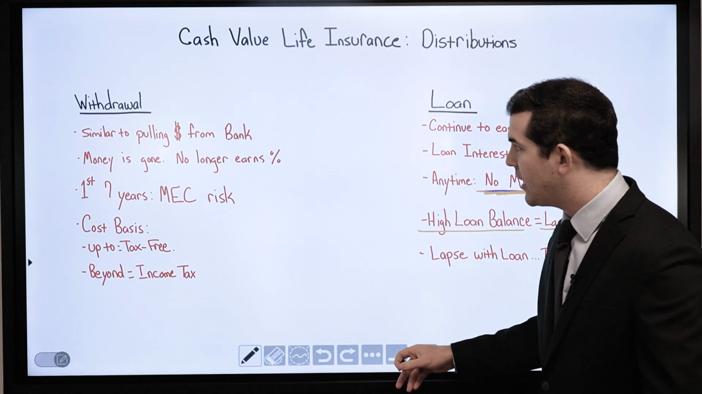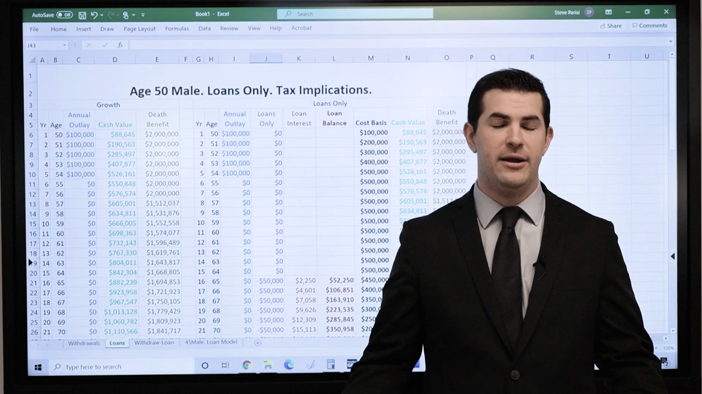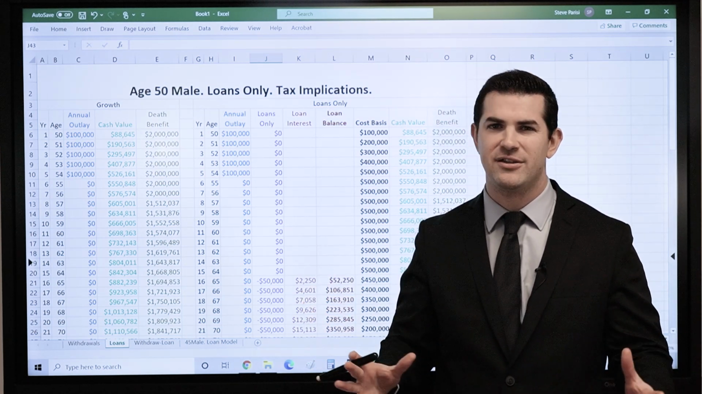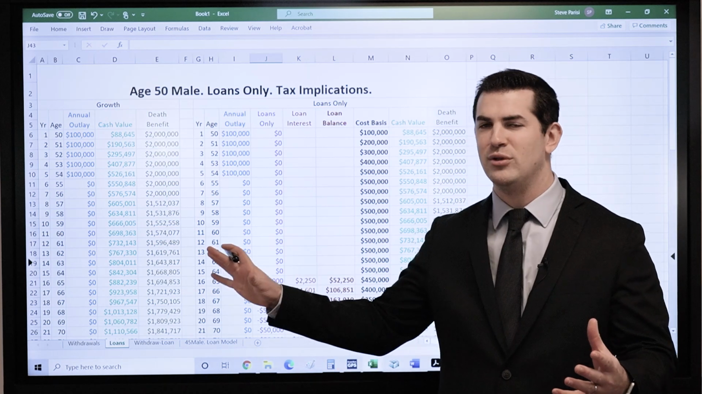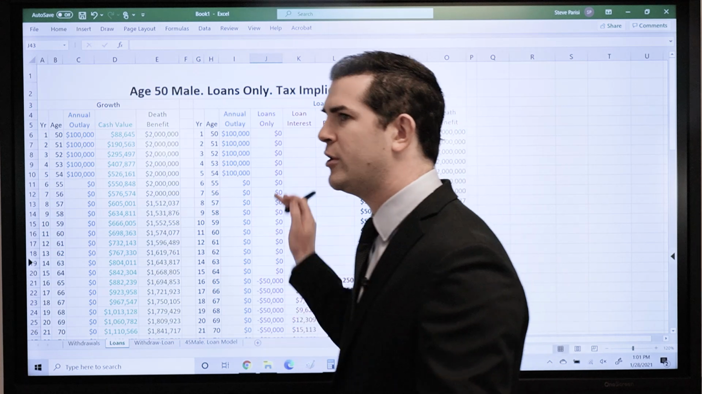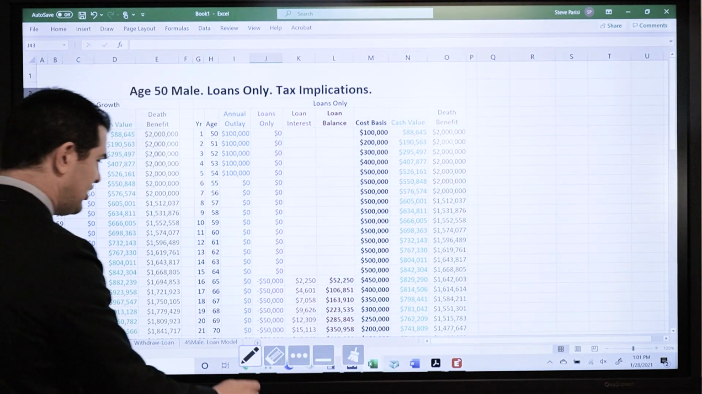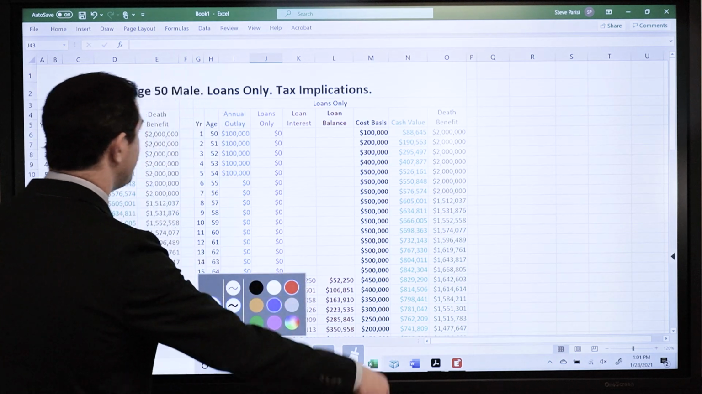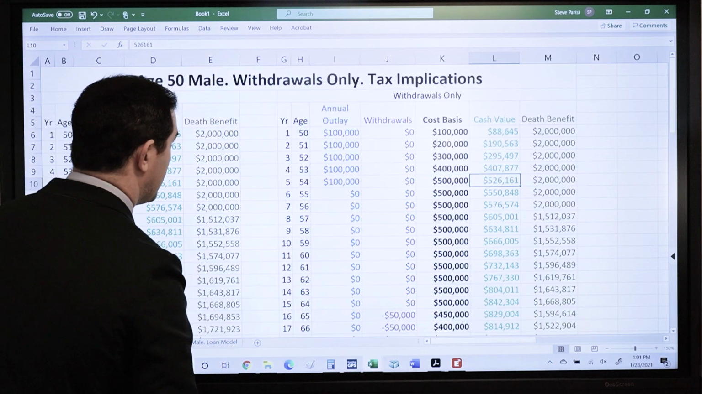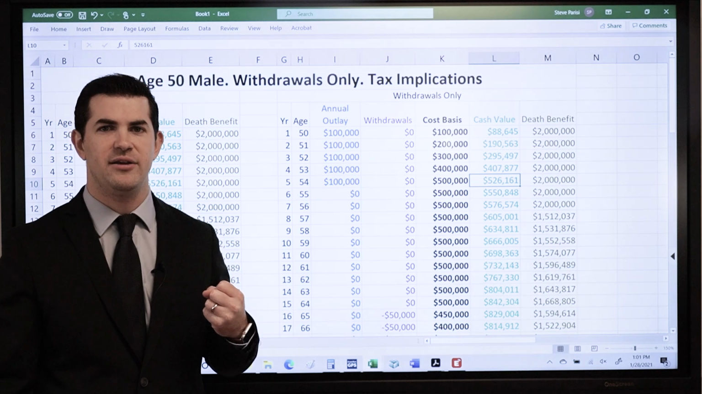So we're going to look at a couple different scenarios here. We've got a policy on a 50-year-old male paying in $500,000 over 5 years. We condensed the funding period, and we can really do this however we want. We can fund it over a longer period of time. The funding doesn't matter here, the income does. That's what we're going to look at. So the first sheet we are going to see here, we're going to look at policy withdrawals only.